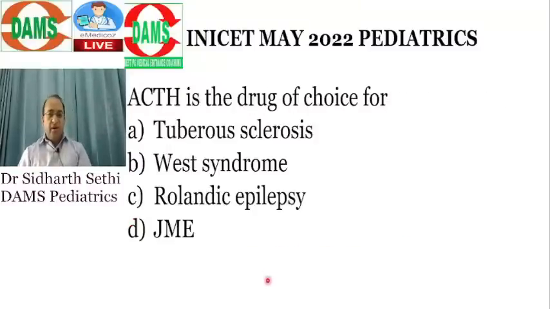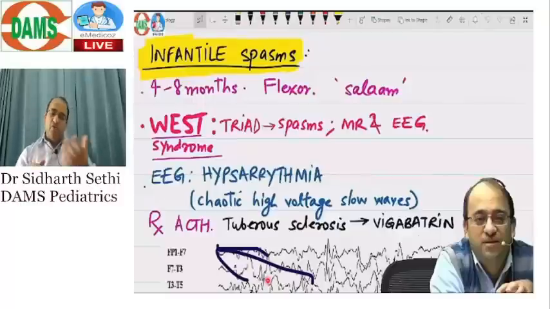Let's move further. ACTH is the drug of choice for which condition? In every class of yours, and even in every DVT for the last many years, I always talk about epilepsy and what Nelson's textbook tells you. This is a screenshot from my eMedicoz lecture where I was talking about infantile spasms and West syndrome. Remember, West syndrome is a triad of infantile spasms, mental retardation, and the classic EEG called hypsarrhythmia.